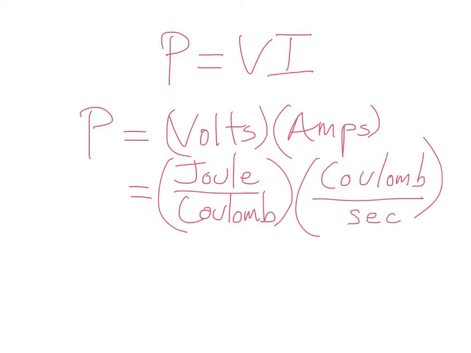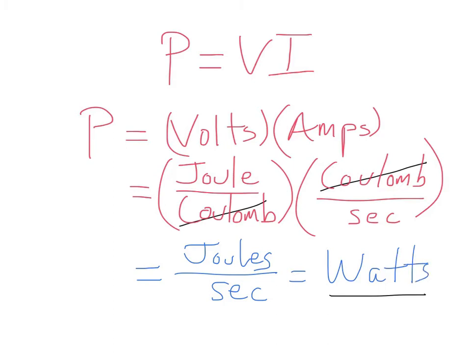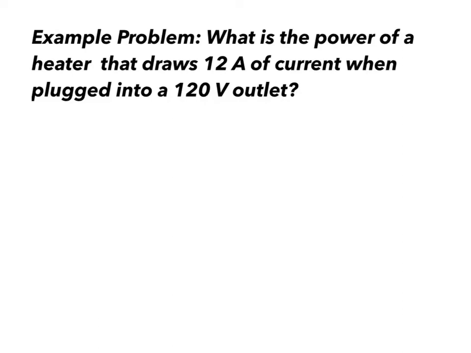And I notice what happens is the coulombs cancel out, and I get joules over seconds, which we just said that's watts. So apparently, when I multiply volts times amps, I truly do get watts. So power is electric pressure times flow rate. So let's try a couple of Regents questions related to this.